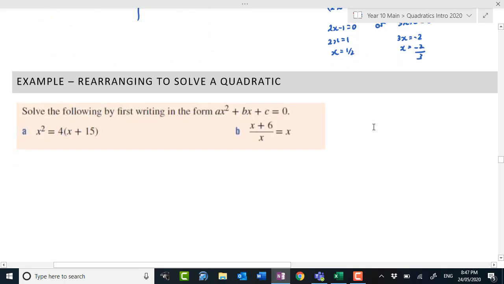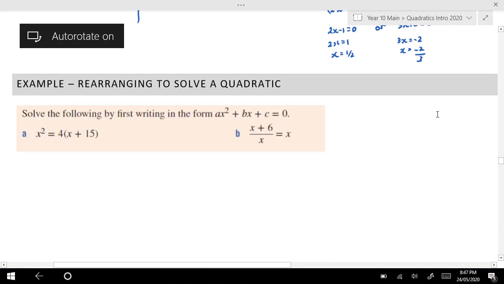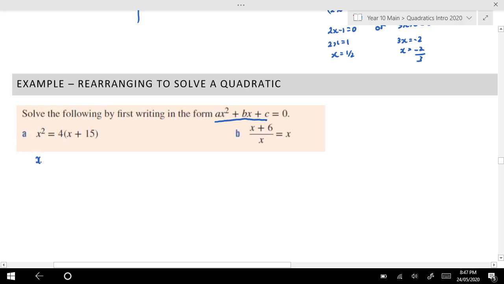Okay, the last thing I'll do before I let you go is you may have some where you actually have to rearrange first, and I won't do those with you because we've been through quite a few, but as you can see over here, we want to get that into this form. We actually want to get everything on one side, have it equal 0. So if I have this x squared, I'm going to expand this out. x² is equal to 4x + 60.